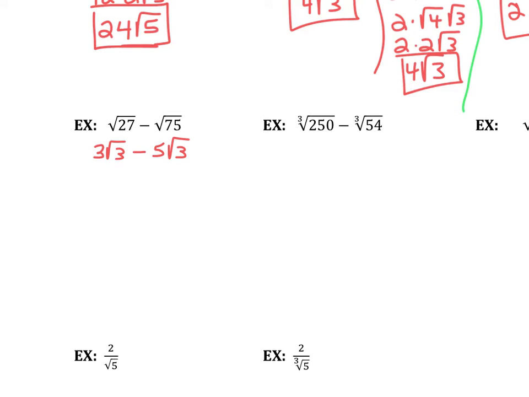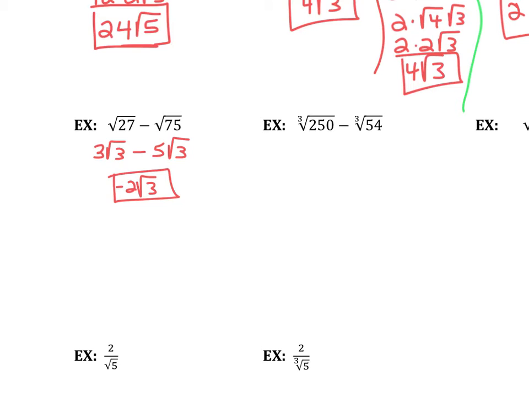So if they're both root 3's, we can do our subtraction right here. What we're going to do is leave the root 3 the same, but take the coefficients, 3 minus 5, and get negative 2. So our final answer is going to be negative 2 root 3.